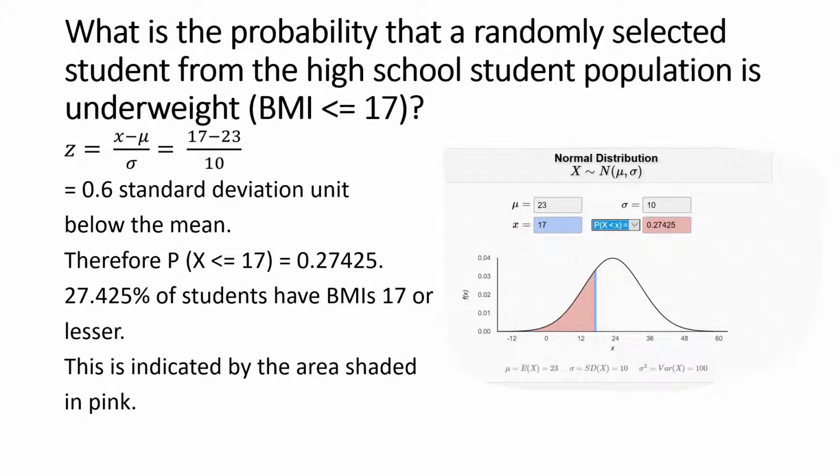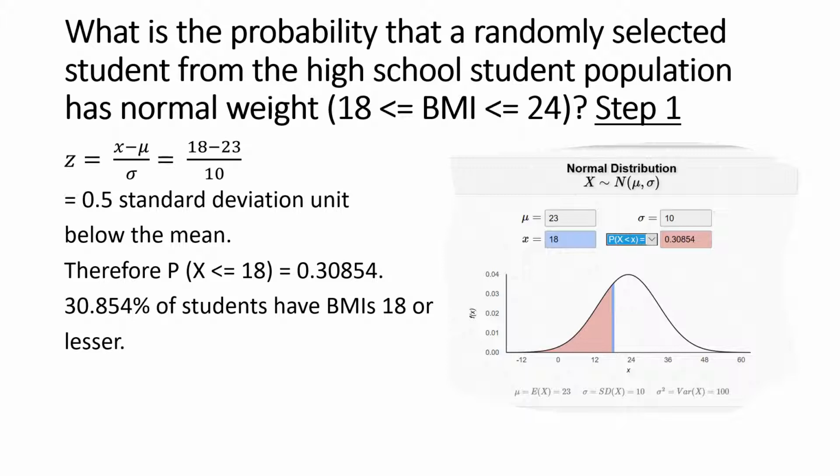And then we convert the z-score to the p-values or probability. We get 0.27425. This means that slightly over 27% of students have BMI that are 17 or lesser. It means that slightly over 27% of students are underweight. And this is indicated by the area shaded in pink.